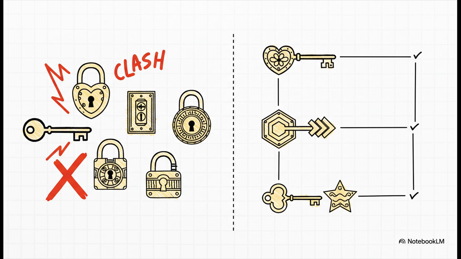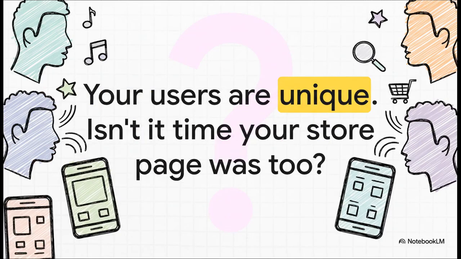So if there's one thing you walk away with today, let it be this. A generic store page is like trying to open 100 different locks with the exact same key. It's just not going to work well. Custom store listings let you actually craft the perfect key for every single lock. And that really just leaves us with one final thought. Every single person you're trying to reach is unique. They have different needs, different interests, different motivations. So the question is, isn't it about time your store page was unique too?